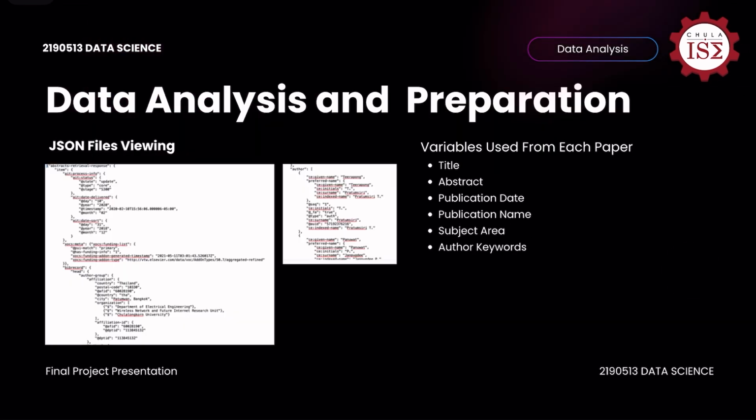So, next is data analysis and population. For the data overview, we focus on both population and scope. First, we clean the raw JSON data by extracting only the 6 variables critical for our analysis, specifically the abstracts, subject areas, and other keywords.